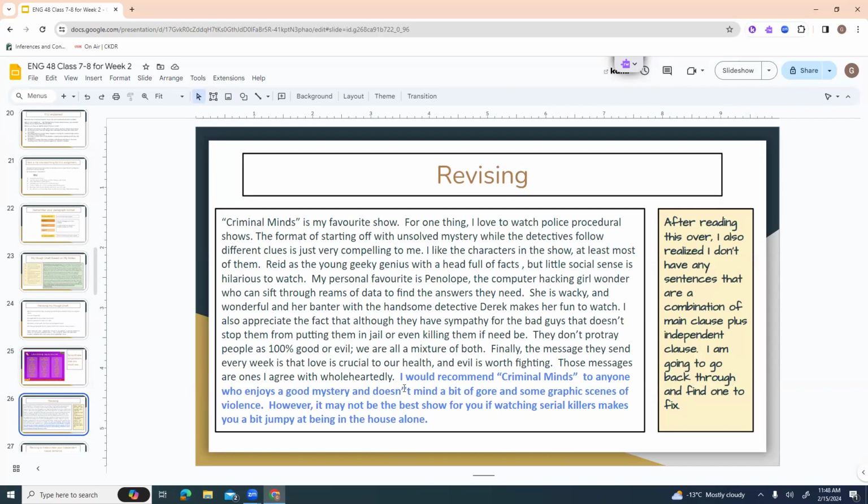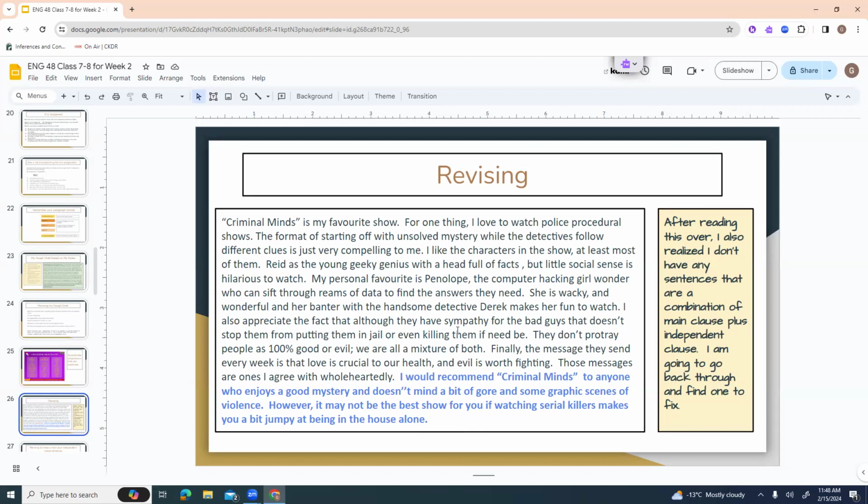So after reading this over, first of all, I added in the part about the recommendation. I would recommend Criminal Minds to anyone who enjoys a good mystery and doesn't mind a bit of gore and some graphic scenes of violence. However, it may not be the best show for you if watching serial killers makes you a bit jumpy being in the house alone. And in a way, this now becomes my closing sentence. I'm okay with that. It wouldn't be how I would plan it, but it's okay.